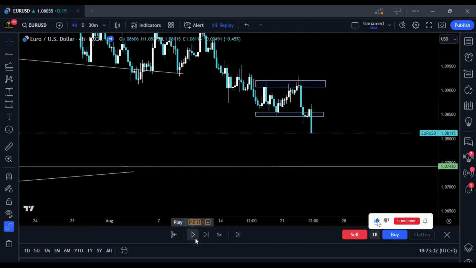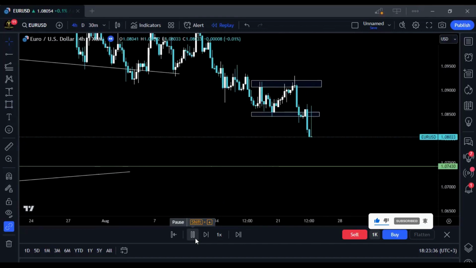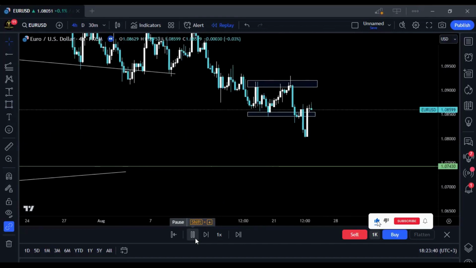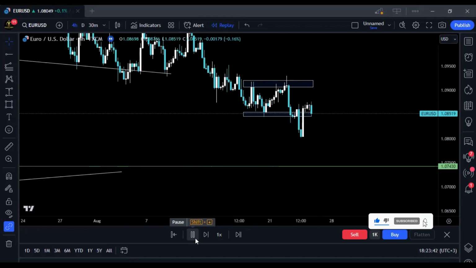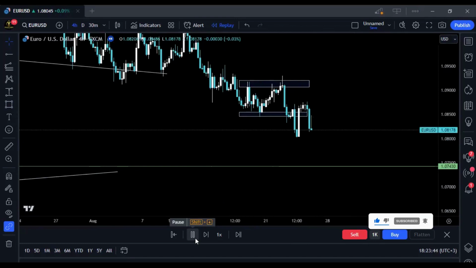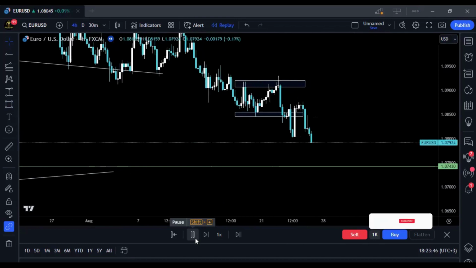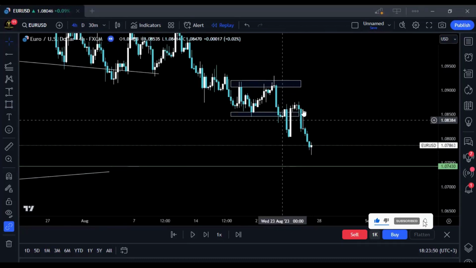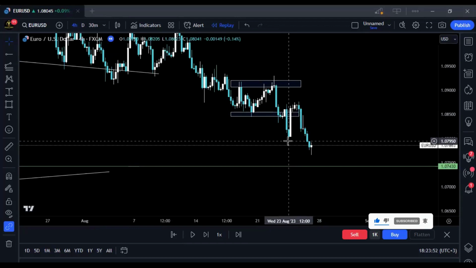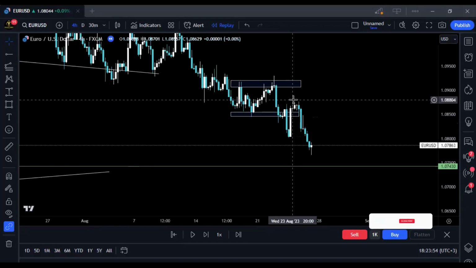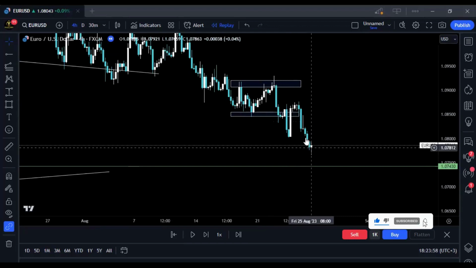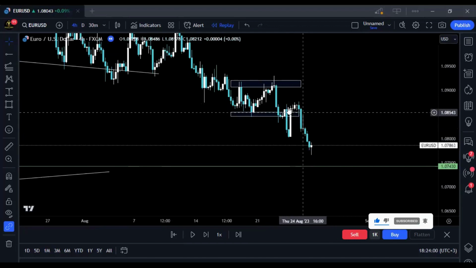Okay, Jesus. Oof, what's going on now? Insane moves. Okay, so prices did break below. I wouldn't consider this a retest, but prices indicated some kind of a bearish continuation after that.